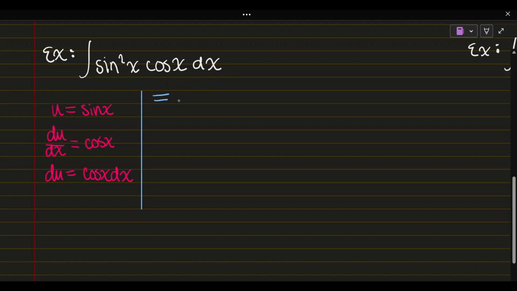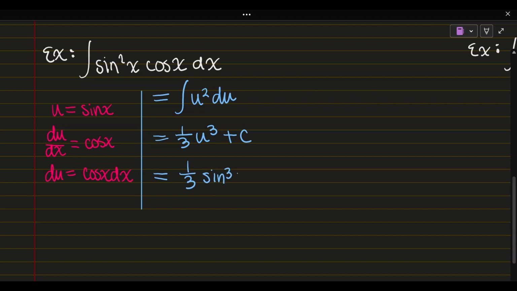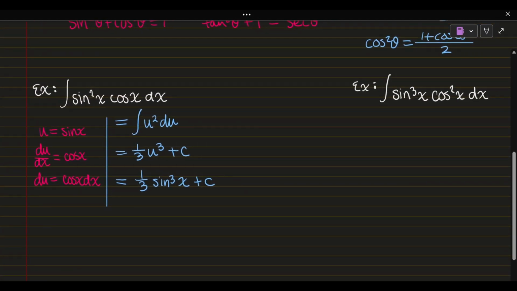So under my substitution I have the integral of u squared du, because sine is my u, and cosine x dx is my du. Now this is just 1/3 u cubed plus c, and then doing my substitution, 1/3 sine cubed of x plus c. And that would be my final answer for that one.